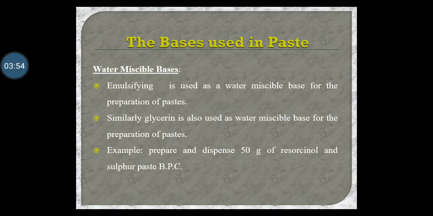The directions are to be applied on the affected area where dandruff is severe. The method of preparation is the trituration method. First triturate zinc oxide, resorcinol and precipitated sulfur with a portion of emulsifying ointment until smooth, and gradually incorporate the remaining part of the emulsifying ointment. This is the simple method of preparation, that is, the trituration method.